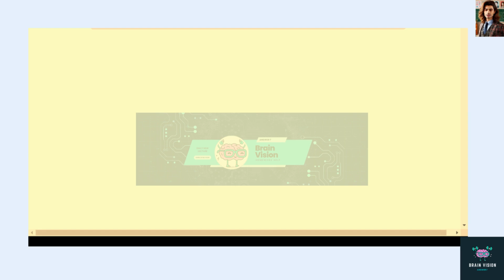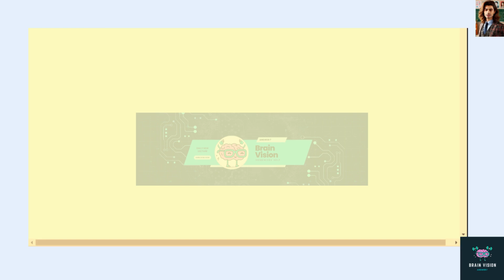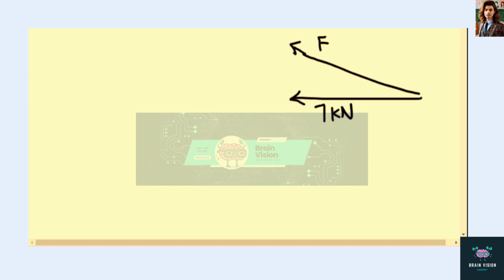Okay, problem 62. So I notice that from a diagonal view, it looks like this. This is the force, but the XY component of the force is 7 kilonewtons. That would be F sub Z, and the angle is 30 degrees.